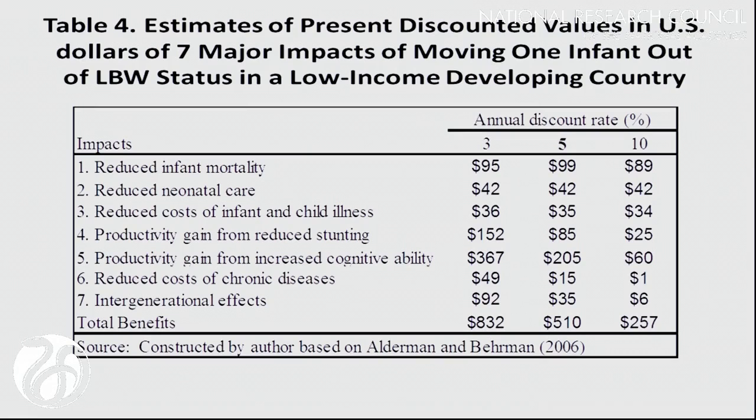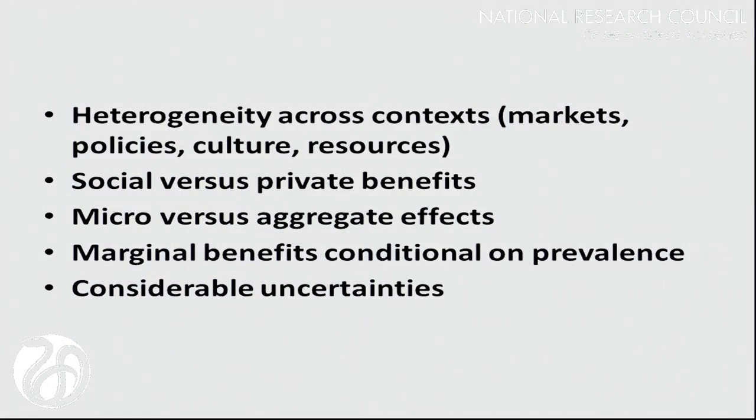Third, the critical question I said before is how you value reduced infant mortality. There's a lot of disagreement about that, but if that is valued highly enough, that will become the dominant gain. Other important points, I think, are that these benefits are likely to be heterogeneous across various contexts. The fourth point is that the benefits are likely to be conditional upon what the prevalence of the situation is at the start. And in all this, there are considerable uncertainties.